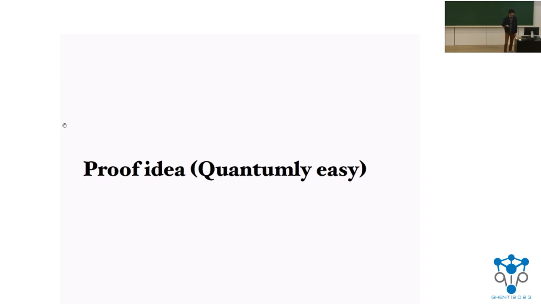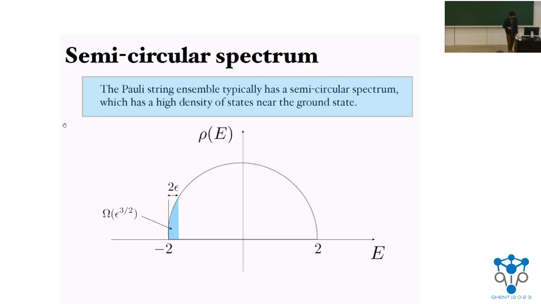Let me now quickly mention the proof idea for the quantum easiness, because I think it's very crisp. So the idea is just a semicircular spectrum. I claim that the Pauli string ensemble typically has a semicircular spectrum. And if you look close near the ground state, near the edge, the density actually remains very high. It means that if you just perform phase estimation with the maximally mixed state, there is a decent chance of finding these low energy states. So if you're just doing a few more trials, you can find these states pretty easily.